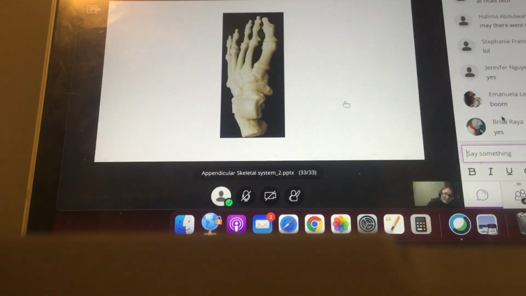The next one here is going to be called the cuboid. Okay? Lateral to the cuboid, lateral is called the navicular. Okay, guys?